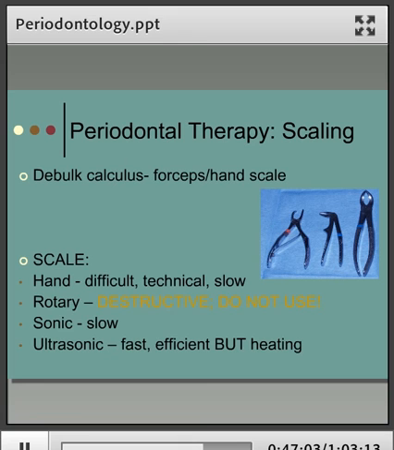Hand scaling, though, if we're going to start doing the detailed scaling, is really quite difficult to do well, and it takes a long time. So the best thing, of course, is ultrasonic, which I'm sure you've all got, and it's probably piezoelectric. So quick and easy, but we've just got to be a bit careful that we don't damage the teeth while scaling.